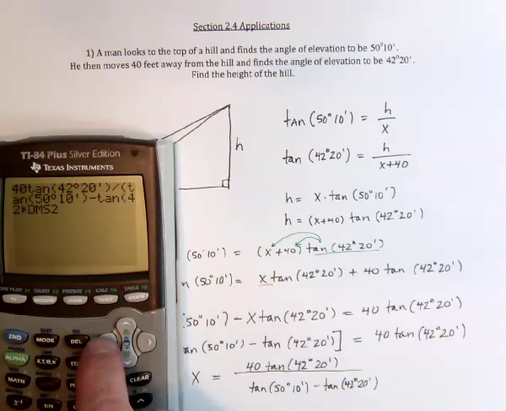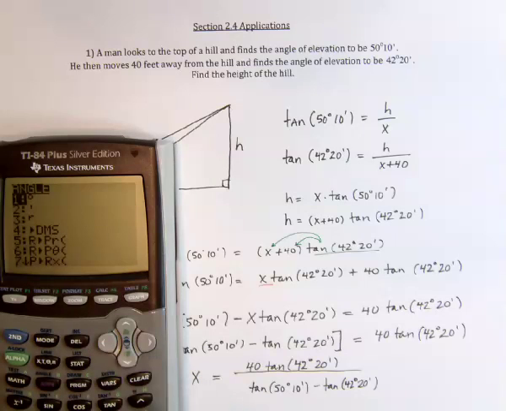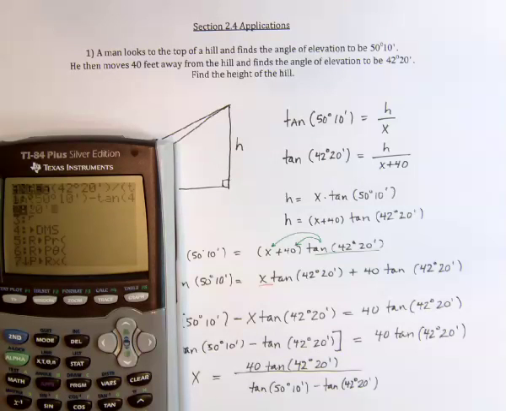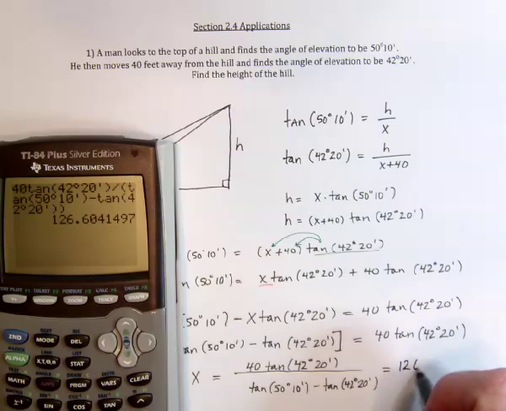Oh, I hit the wrong button. 42 degrees and 20 minutes. And then close the parenthesis for tangent and close the parenthesis for the denominator. And it's 126. That's hardly a mountain, that's a pretty small hill. 604. That's going to be in feet.